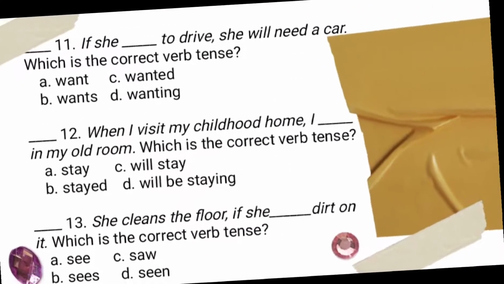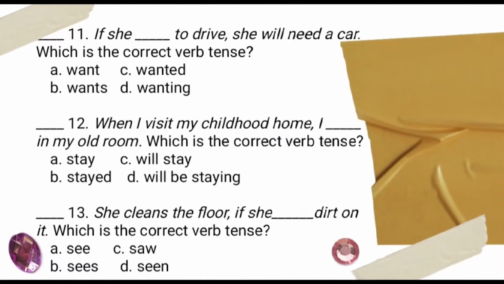Number 11. If she blank to drive, she will need a car. Which is the correct verb tense? A. Want, B. Wants, C. Wanted, D. Wanted. Number 12. When I visit my childhood home, I blank in my old room. Which is the correct verb tense? A. Stay, B. Stayed, C. Will stay, or D. Will be staying.